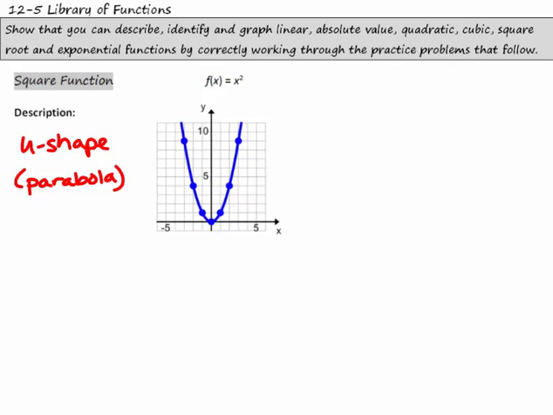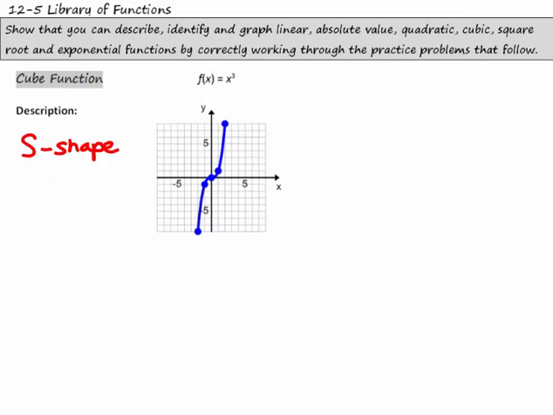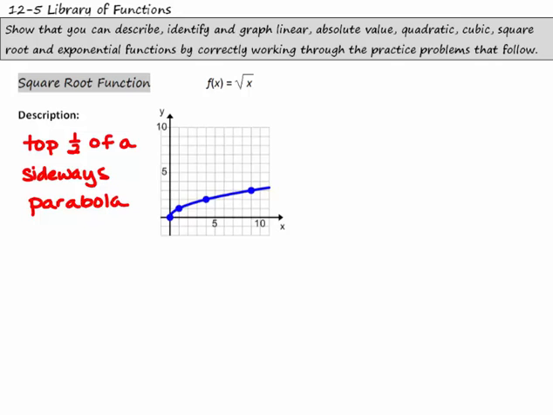We have our square function, or our quadratic, and that's going to be a U-shaped function, or a parabola. Our cube function is sort of an elongated S shape that's sideways. And our square root function is just half of a parabola that's sideways. It's not the entire parabola sideways, just half.